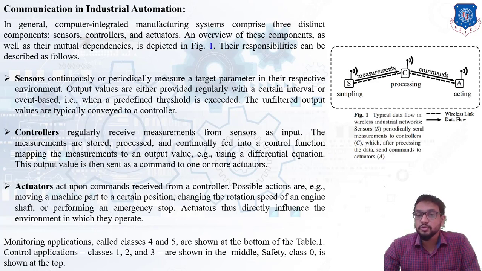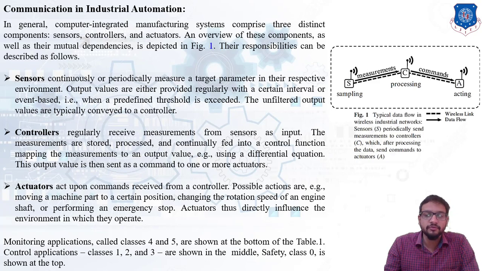Now there is a society called ISA, the Instrumentation System and Automation Society. Basically, it is a working group which defines 6 different application classes for industrial automation involving sensors, actuators, and controllers, which can be categorized into 3 groups. Monitoring applications are class 4 and 5, which are shown in the next slide. Then control applications are classes 1, 2, and 3, shown in the middle of the table, and safety applications, that is class 0, are shown at the top of the table.